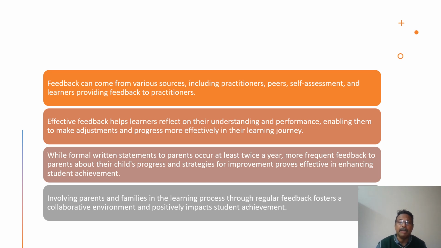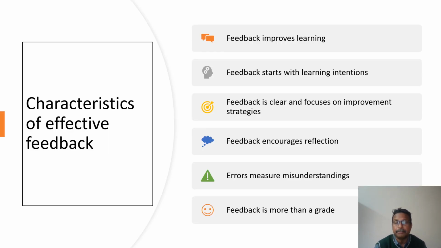While a formal written statement to parents occurs at least twice a year, once a semester, or thrice in the case of a trimester program, more frequent feedback to parents about the child's progress and strategies for improving proves effective in enhancing student achievement. It involves parents and families in the learning process through regular feedback, fostering a collaborative environment and positively impacting student achievement.